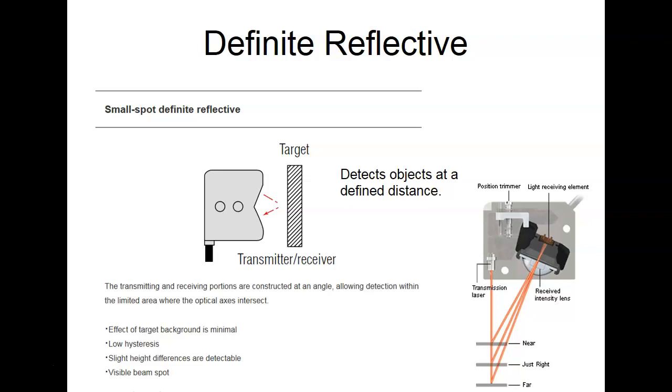So this is a definite reflective right here. Right now, you can see I move my mouse around, and I pick it off the table just a hair, and it doesn't work anymore. So that's a definite reflective right there. You can actually see it coming out at an angle, just like this. A definite reflective is just a variation of a diffuse reflective, but it's set up so it only detects the object when it's at a certain distance.